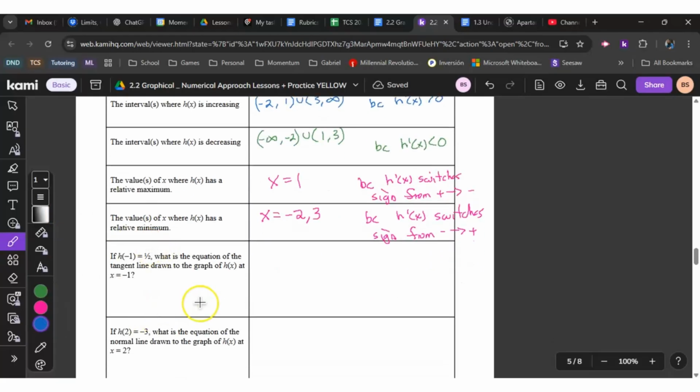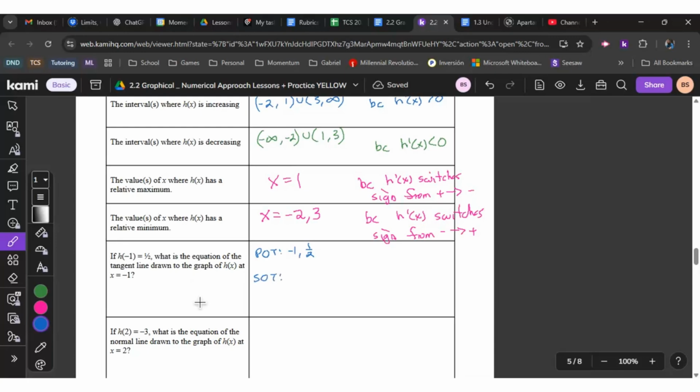So let's look at this next part here. If h of negative 1 is 1/2, what is the equation of the tangent line drawn to the graph of h of x at x equals negative 1? Well, let's start with what we know. We know our POT because it was literally given to us. The POT was literally given to us. It's negative 1 and 1/2, right? It's given to us. And then I need to find the SOT.